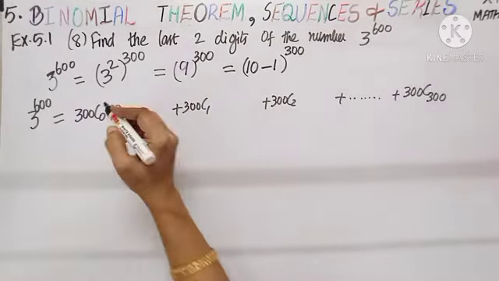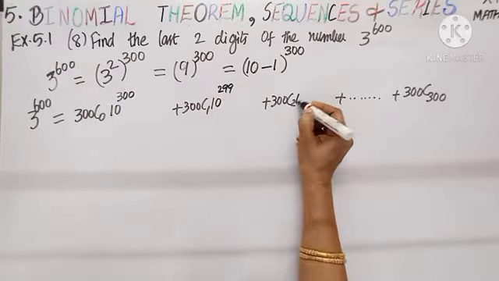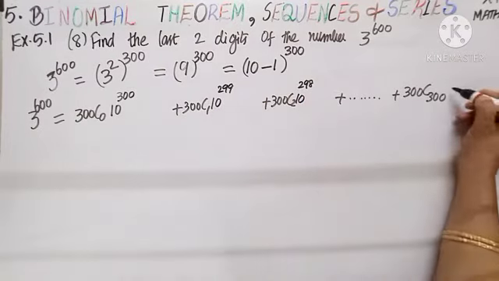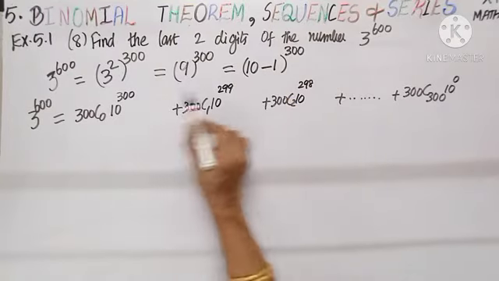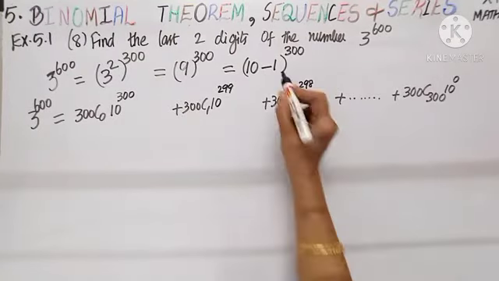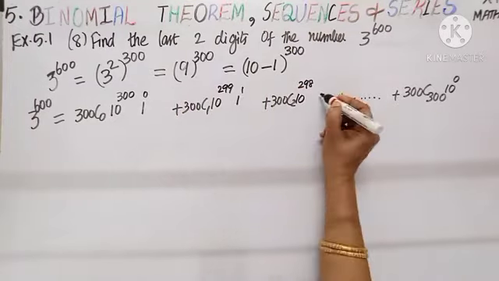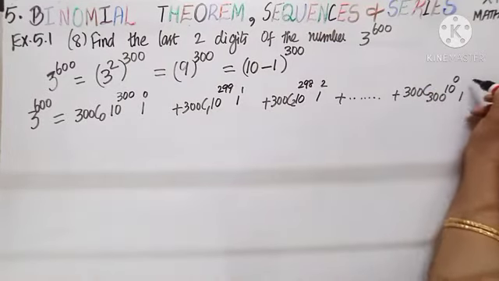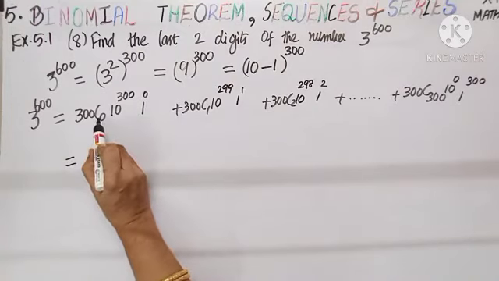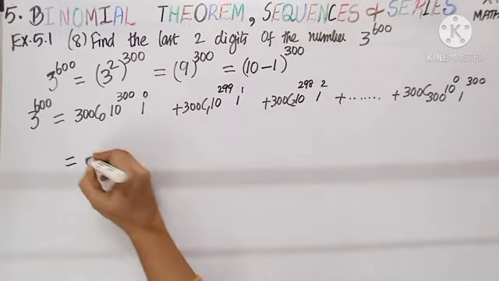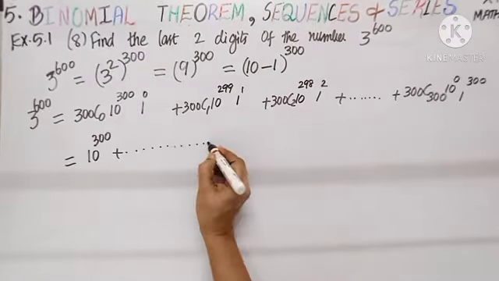First term 10. So 10 power 300, 10 power 299, 10 power 298 and the last will be 10 power 0. First term keeps on decreasing. Second term keeps on increasing. 1 power 0, 1 power 1, 1 power 2 and 1 power 300. 1 power 0 also 1. So it is 10 power 300 and the terms go on and on.